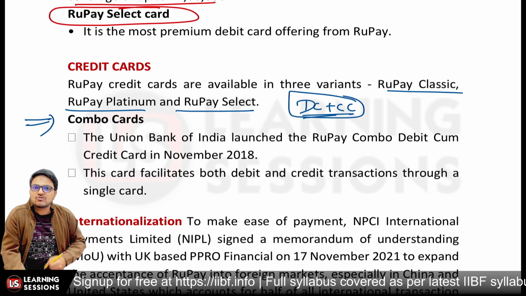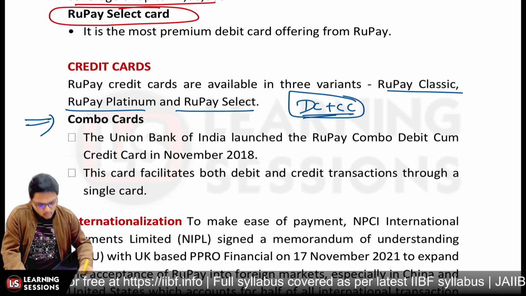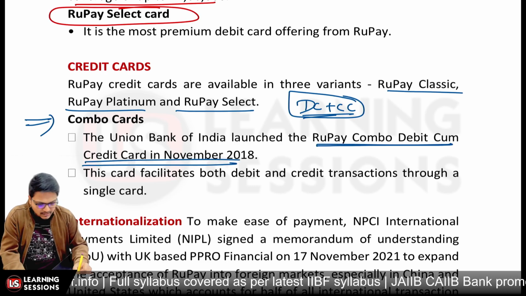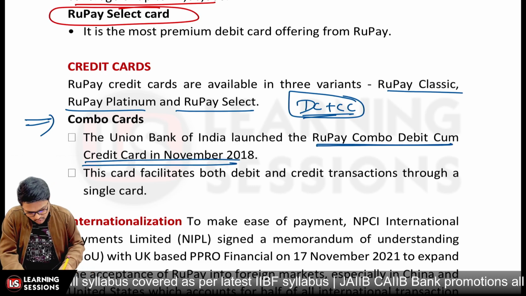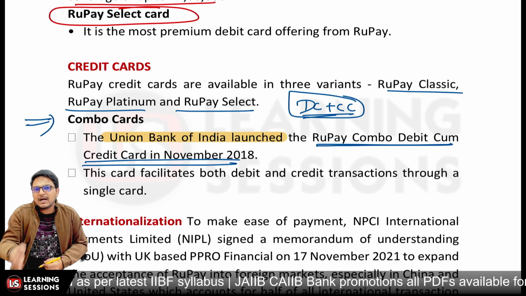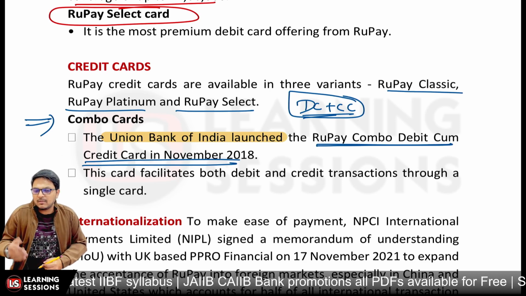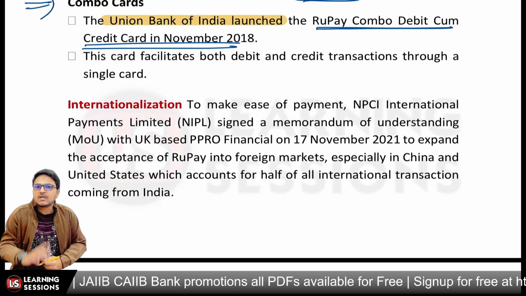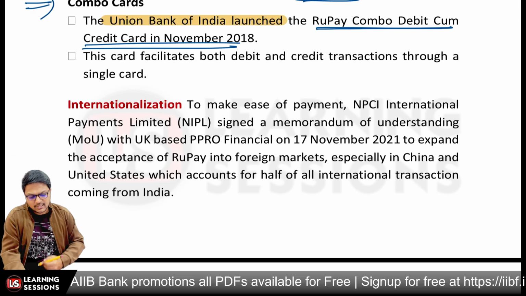So Union Bank has launched the RuPay combo debit-cum-credit card in November 2018. The RuPay combo card was issued by whom? By the Union Bank of India in 2018. So the same card facilitates transactions through a debit card or a credit card, using the same card, right? Now it's related to internationalization.